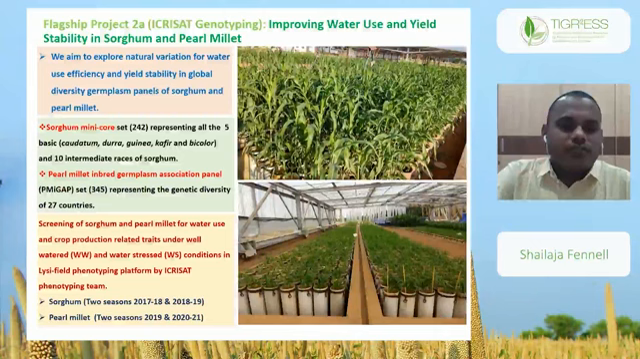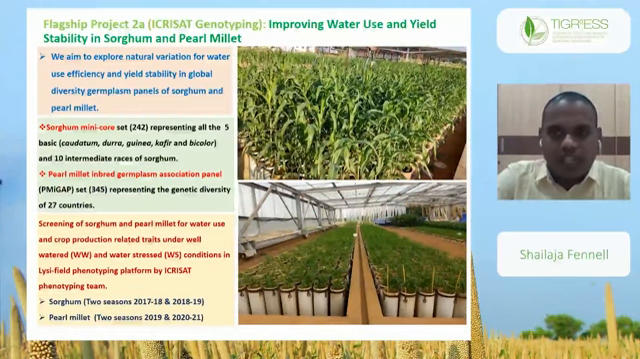Screening of sorghum and pearl millet accessions for water use and crop production related traits is carried out at ICRISAT by our phenotyping team using lysimetric field phenotyping platforms. For sorghum, 2 seasons data is available. For pearl millet, also 2 seasons data is available.